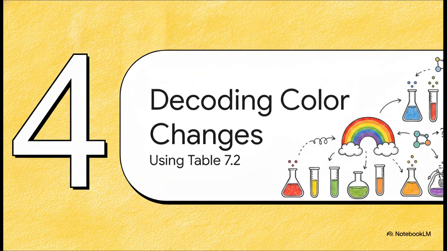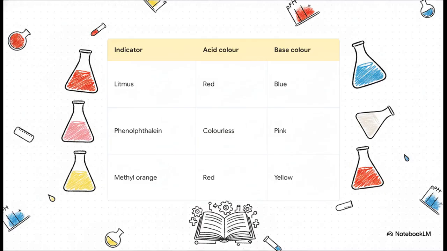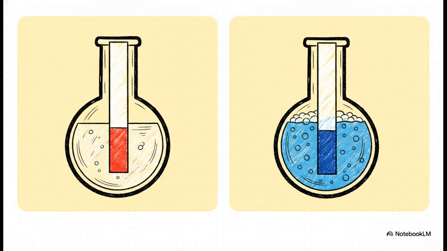Now for Section 4, decoding the color changes. Let's translate that data. Okay, here it is, our ultimate decoder key. This is how we categorize every single reaction we just witnessed, and honestly, it's the absolute secret to unlocking this entire activity. It tells us exactly which color means acid and which means base for every single indicator we threw at them. Using that key, we can see litmus gives us this really stark, contrasting visual cue.